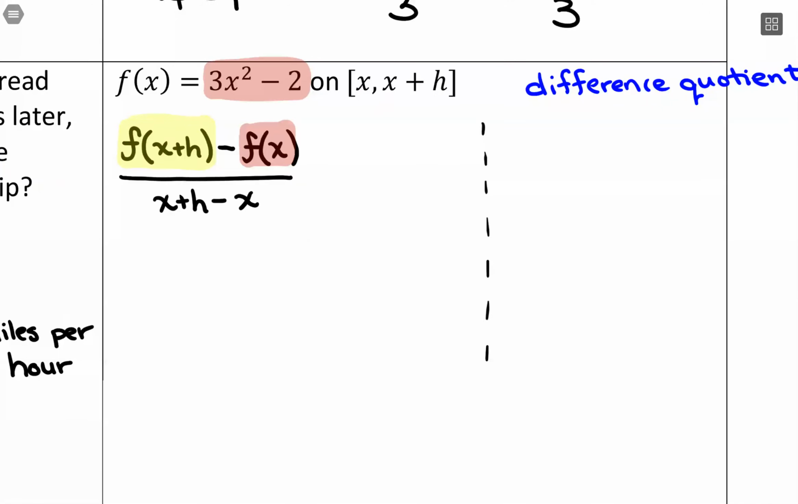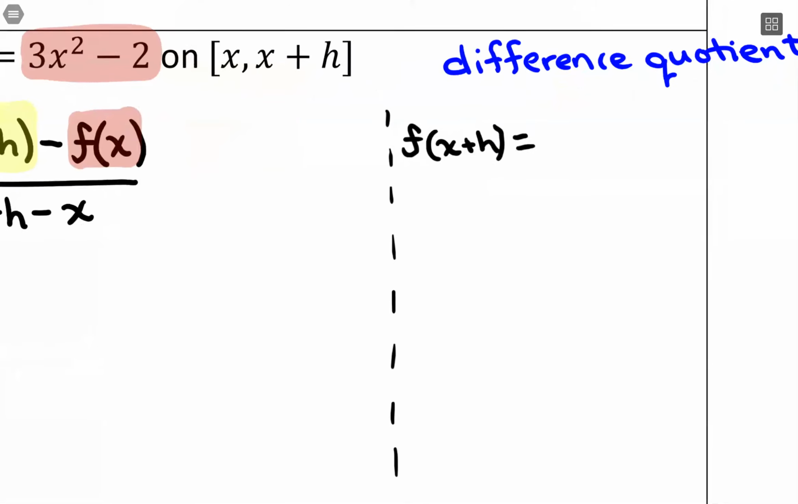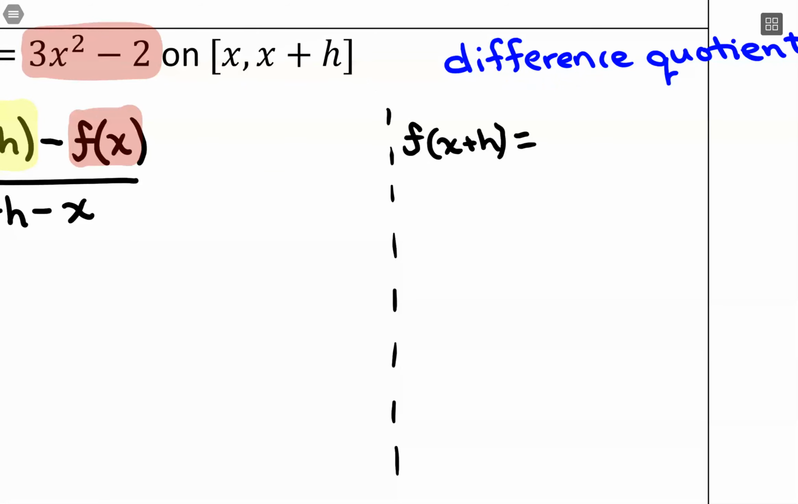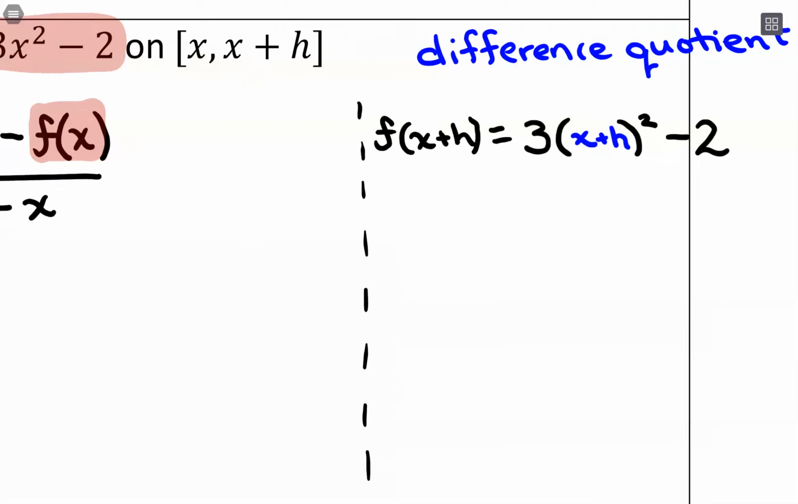So let's do some side work here, where I'm going to look at f of x plus h. Again, our function just gives us a structure to follow. So it's 3 times our input squared minus 2. And in this case, our input is an expression, x plus h. And we're just going to start expanding this out.